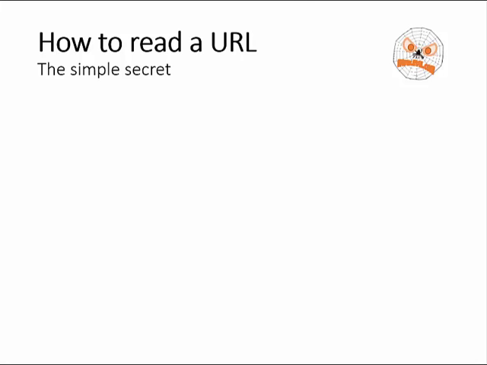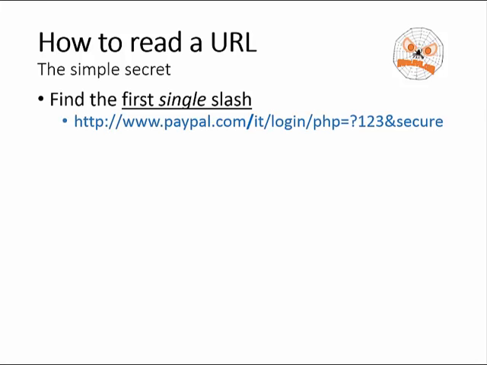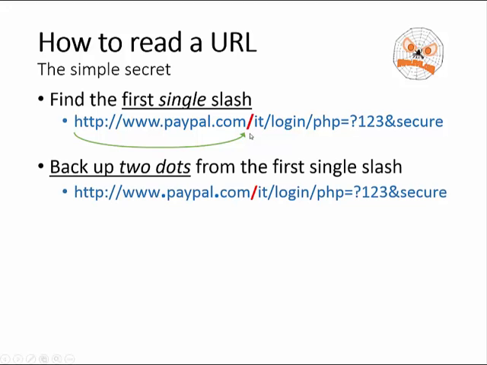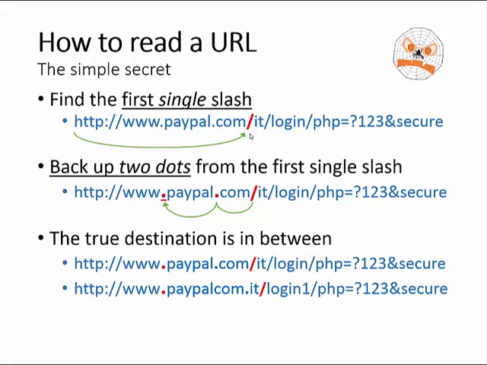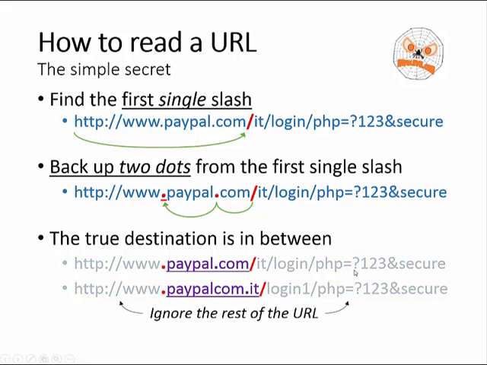So the secret to reading a URL is to find the first single slash. Up at the front there'll be a couple of slashes after the HTTP, but you want to move along until you find the first single slash. There will be others, but you want the first single slash. Then you back up 2 dots from the first single slash, and the true destination will be between them. So you want to find that first single slash, back up 2 dots, and what's between these two is the important part. You can ignore the rest of the URL.